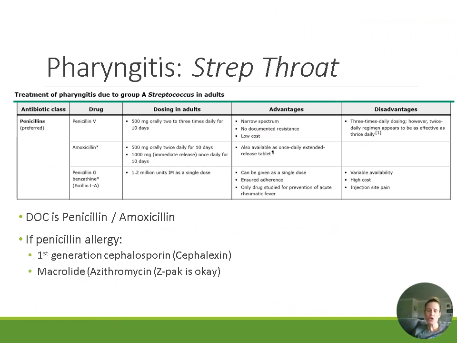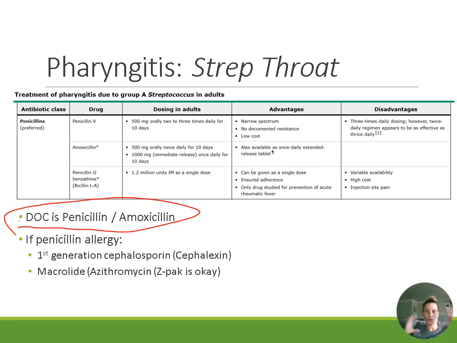So here in the chart, you can see the recommended and common treatments for strep pharyngitis, or acute pharyngitis caused by group A strep. These charts on this page and then on the next page are from the most recent guidelines for the treatment of group A streptococcus caused pharyngitis. So the drug of choice for strep throat is penicillin or amoxicillin.